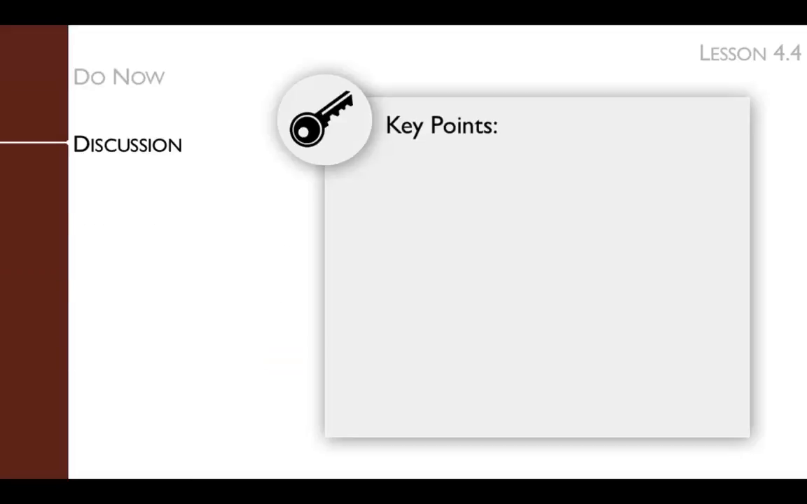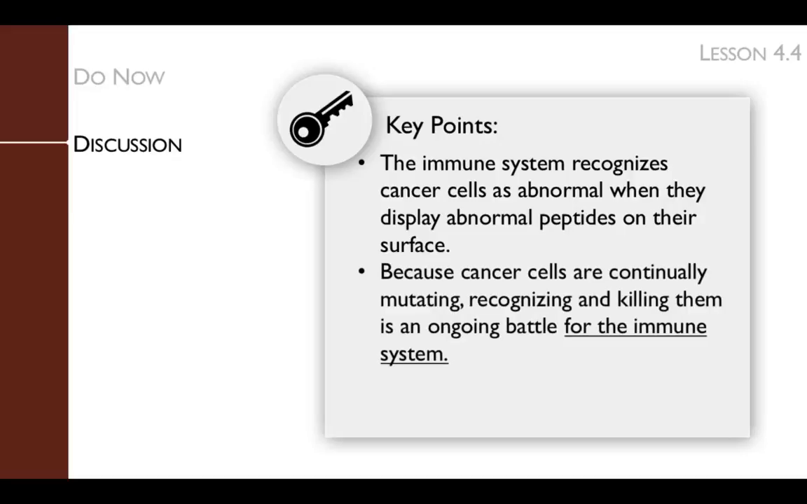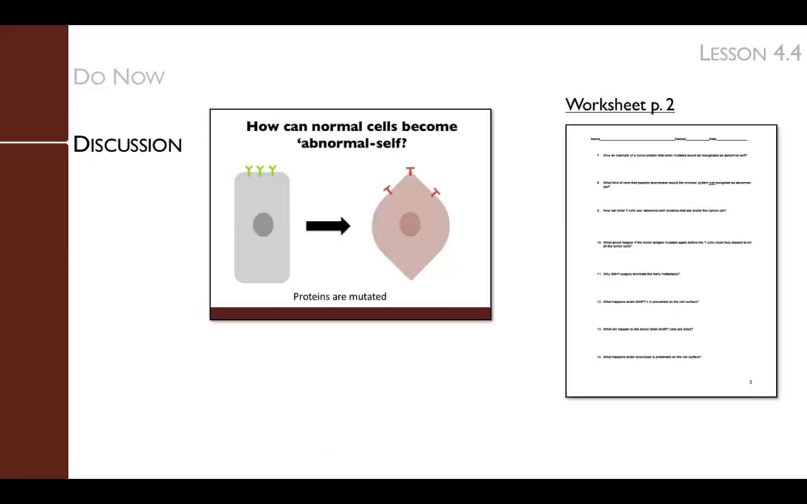The key points of the discussion are that the immune system recognizes cancer cells as abnormal when they display abnormal peptides on their surface. Because cancer cells are continually mutating, recognizing and killing them is an ongoing battle for the immune system. Nonetheless, the immune system kills 99% of cancer cells. Students should now be answering the questions on page 2 of the worksheet.